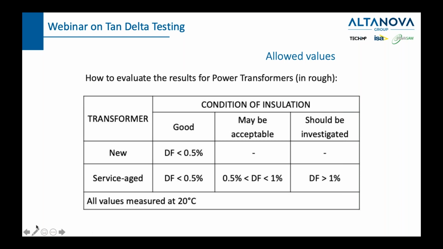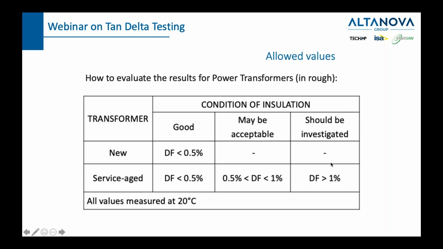So let's start. Here we use the values measured at 20 degrees Celsius. The DF or tan delta for a new transformer should be less than or equal to 0.5. So this is 0.5 for a new transformer. For a service-aged transformer, the tan delta or the DF has to be below 1%. We will see in the next graph, in some cases, even less than 1%. But in general, 1% is a rule of thumb which is applied on most transformers to say that the values below that are good values for the insulating properties.